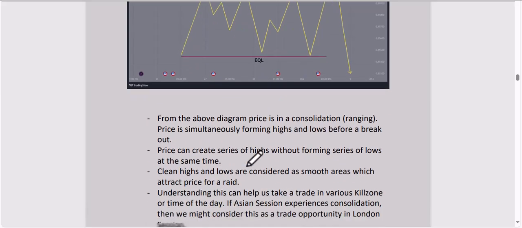So clean highs and lows are considered as smooth areas which attract price for a raid. So what I mean by this, there are those points where liquidity is resting and they are clean. So what price does? Price will just attack those places and raid them off and then go the other direction. That is what happens. But then in the conventional support and resistance idea, they will tell you it is a support or a resistance. But oftentimes you see that once you are there, price will raid you out, and that's just it. So understanding this can help us take a trade in various kill zones or times of day.